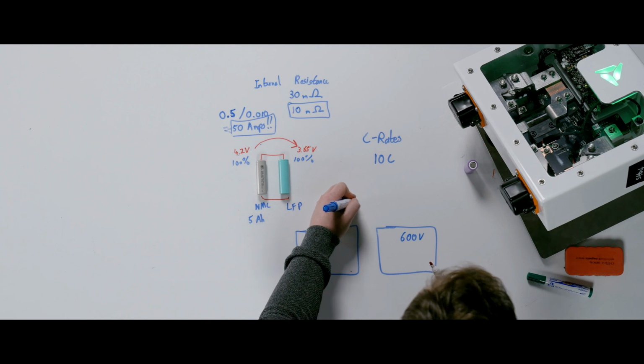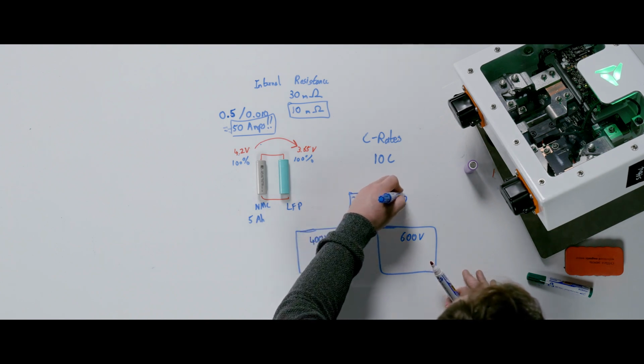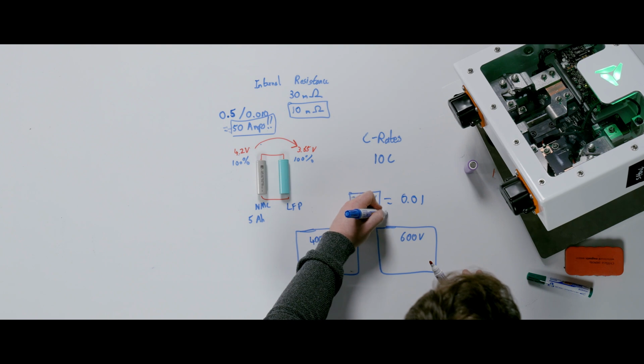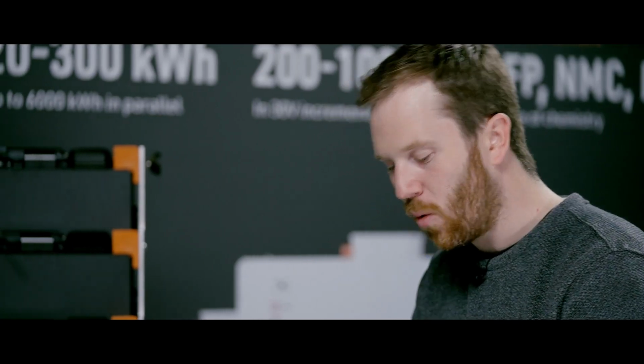If you have a 200 volt difference between these two packs at 0.01 ohms, that's a massive amount of current. That would be 20,000 amps of current. It would incinerate the wire that you connected between those batteries. It would blow the fuses in the batteries. So that's why you have to be very careful with batteries.